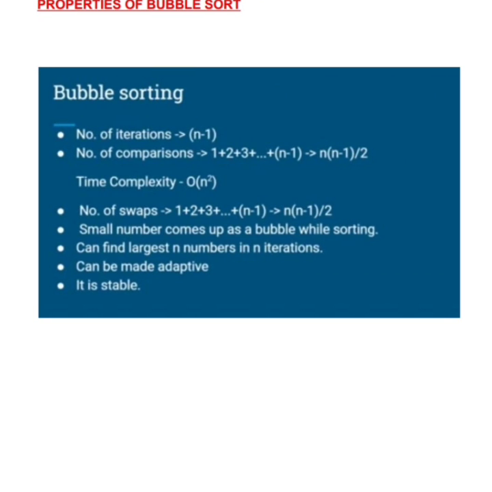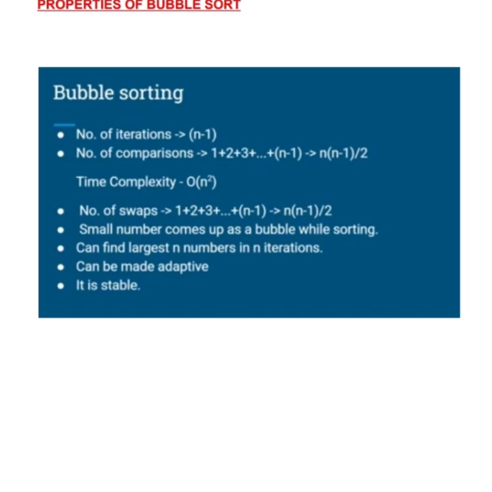There are some properties of bubble sort, that is the number of iterations. As we already discussed, if n is 5, we have to take n minus 1 as the number of iterations. Then the number of comparisons. In the first iteration we compare 4 elements, in the second iteration we compare 3 elements, like that 1 plus 2 plus 3, and by the sum of natural numbers formula it is n into n minus 1 by 2. So here the time complexity is order of n square. Another advantage is that we can find the largest n numbers in n iterations, because the largest number is placed at the last in each iteration.